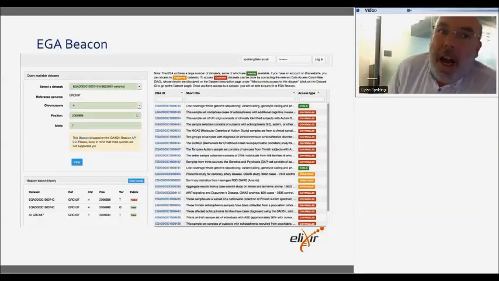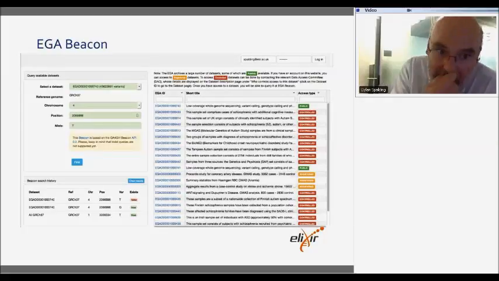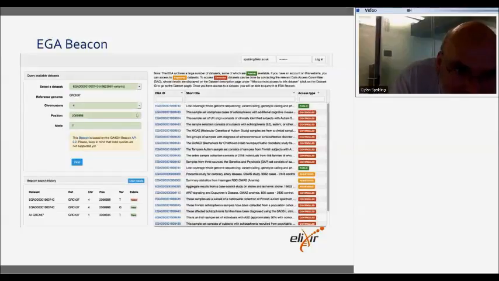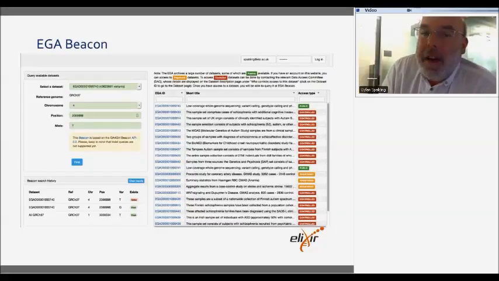And for that, we've implemented a beacon, which, as you saw earlier, was another of the human data implementation study projects from ELIXIR. And here we have the UK 10K project. Someone's queried it, and they've seen that there is actually a variant somewhere in the UK 10K project of chromosome 4 at position 260998, I think it is. So if you're interested in that variant, you can now then apply for access to that data set and then do your own analysis on it.